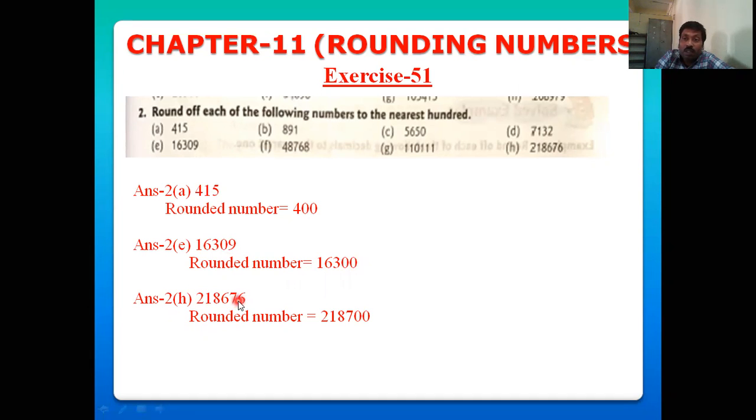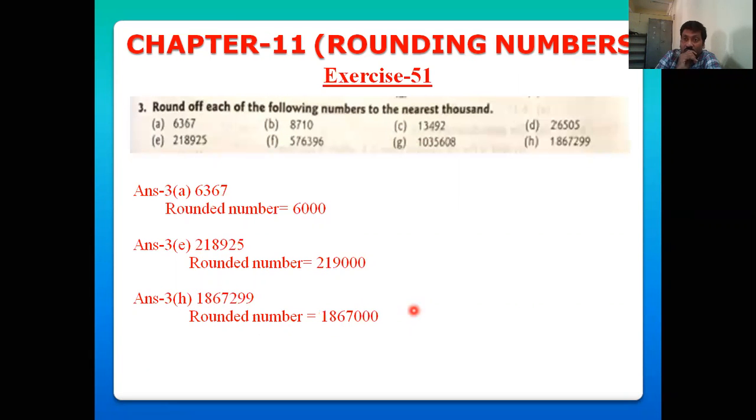And in the same way we can solve the next question. See the hundreds place digit 6. The digit after 6 is 7, which is greater than 4. So we will add 1 to this 6, the hundreds place digit. When we add 1 to this, we get 7, and write two zeros after it. The answer will be 218700.